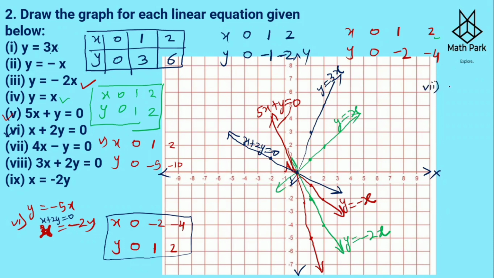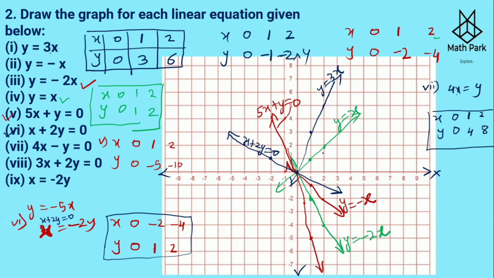So it is 4x minus y is equal to 0. We'll take 4x is equal to y, as this minus y goes over here. If I put x is equal to 0, you get y is equal to 0. If x is equal to 1, y is equal to 4. If x is equal to 2, y is equal to 8. So we have these points now.